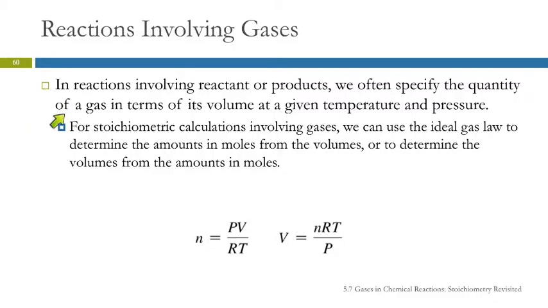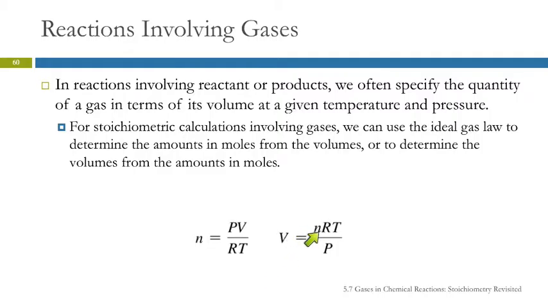When we have reactants or products that are gases, we tend not to identify their quantities by mass, because gases are hard to weigh. It can be done, but it's not easy. So we tend to express their quantities as volumes at a given pressure and temperature. If we have the pressure, the volume, and the temperature of a gas, we could calculate the number of moles, and moles is what we need to do stoichiometry calculations.